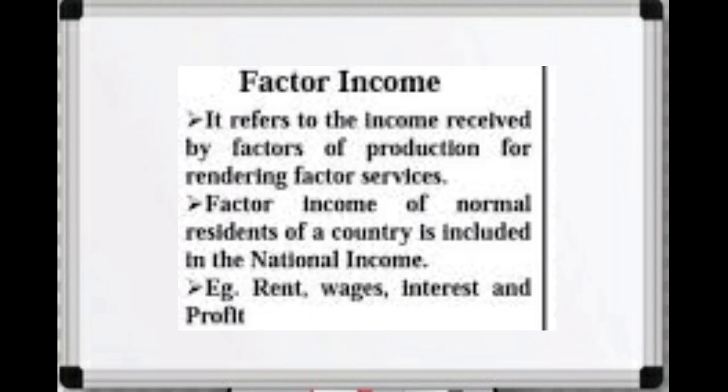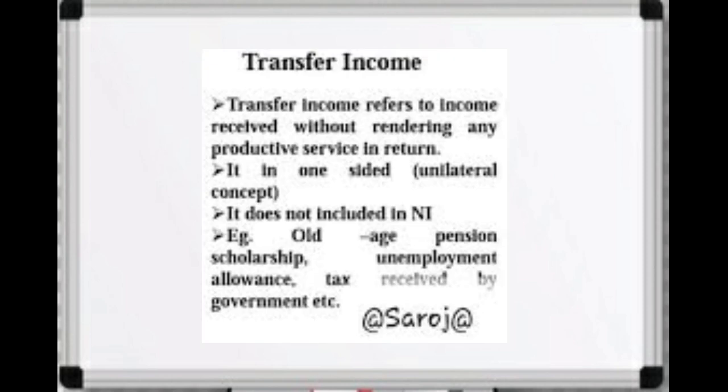We will study factor income. Income earned from rendering a service is known as factor income. In other words, factor income is earned income and is related to the factors of production: land, labor, capital and entrepreneurship. Now we will learn about transfer income. Transfer incomes are the incomes which we get from gifts, donations and rewards. These incomes are unilateral incomes, whereas factor incomes are bilateral incomes.